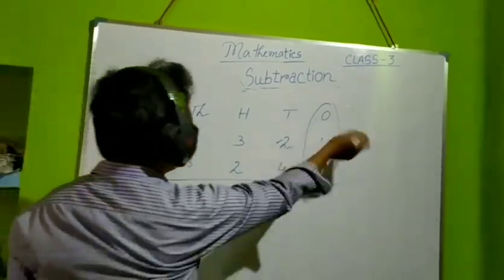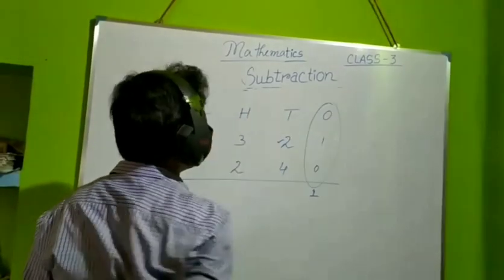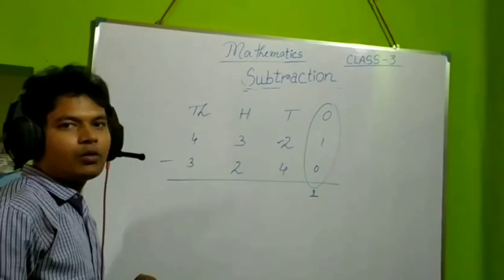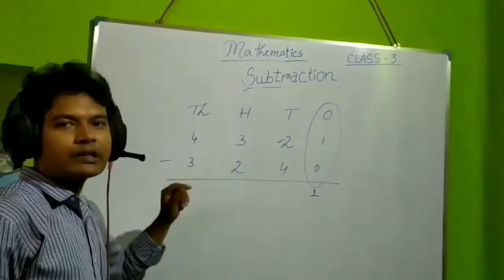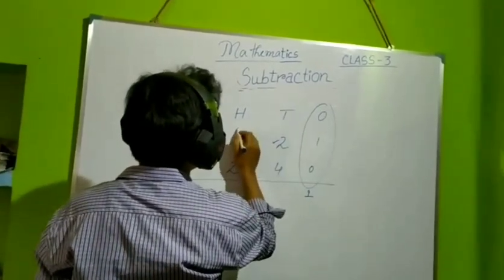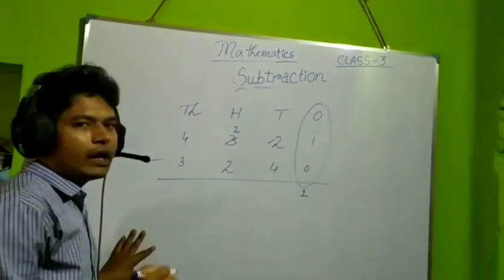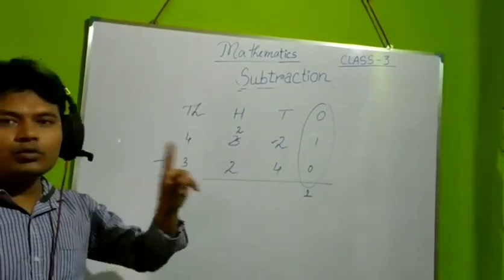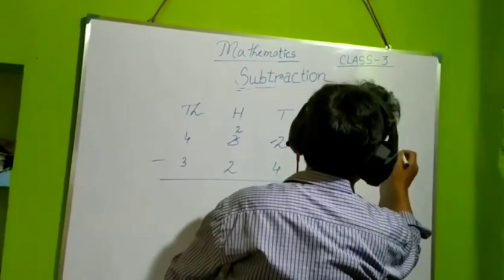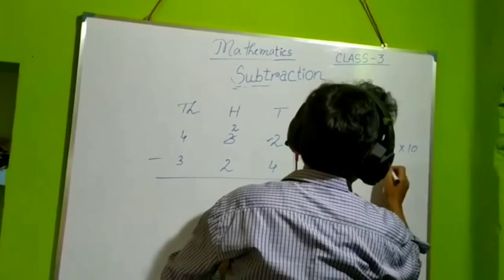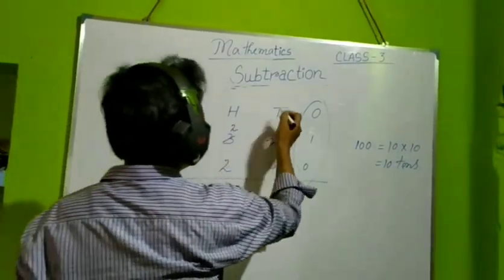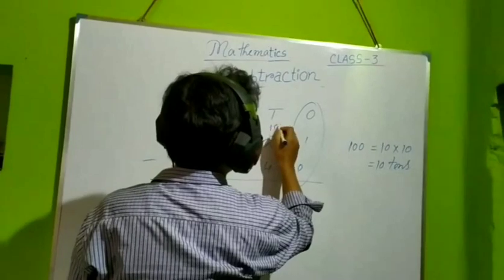Now, at this hundreds place, 3 is written. So we have to borrow 1 from the hundreds place. When we borrow 1, then 3 converts to 2. And we know 100 equals 10 tens, that is 10 into 10. That means 10 tens. So when this 100 comes to the tens place, we have to write 10 here.